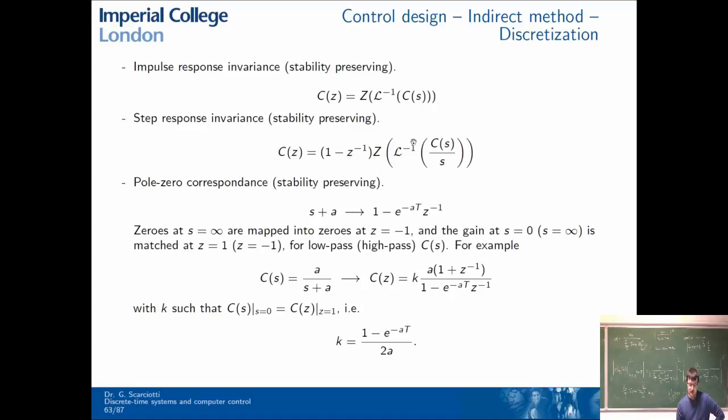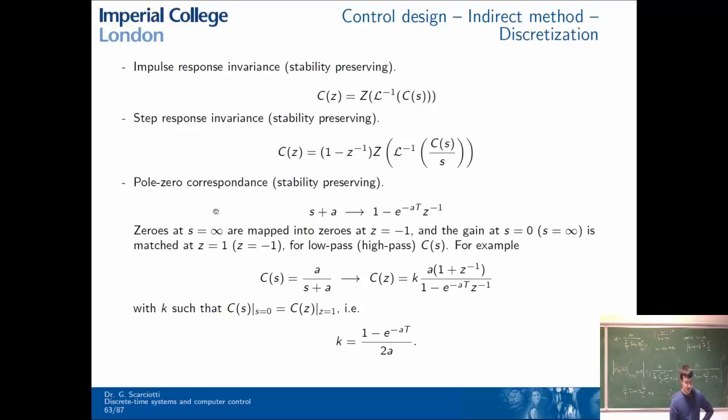The logic behind this is that C of S will have a 0 in 0, okay? So we want to preserve this, and we want to map this 0 in 0 to a 0 in 1 in the Z domain. So we first remove that 0, we invert the expression, we go to the Z domain, and then we add the zeros that we have removed in the right position. Okay, so this is the logic.